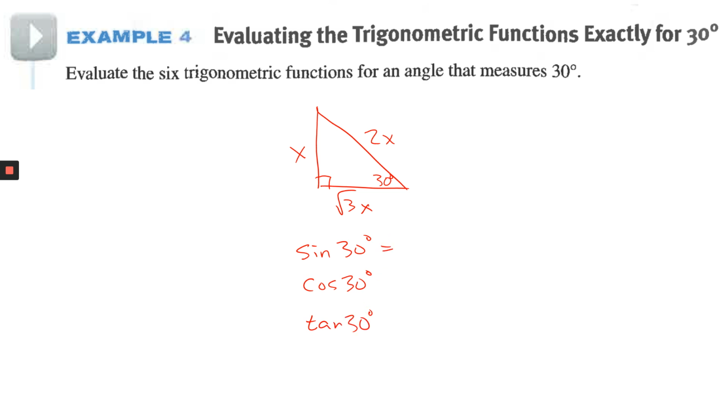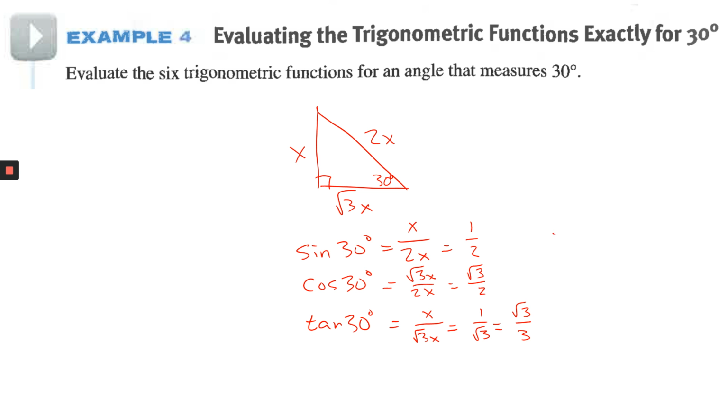All right, so the sine of 30 is the opposite, x, over the hypotenuse, 2x, so that's going to be 1/2. The cosine is going to be the adjacent over the hypotenuse, so it's going to be rad 3 over 2. And the tangent is going to be the opposite over the adjacent. So that'll be 1 over rad 3, which turns into rad 3 over 3 when you rationalize it.